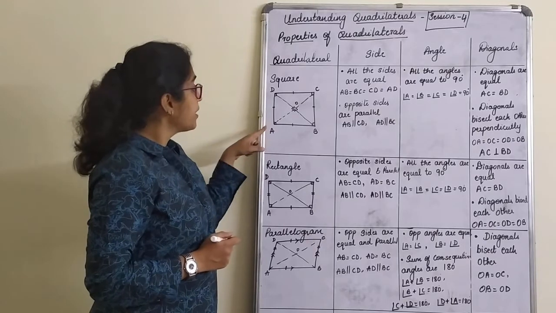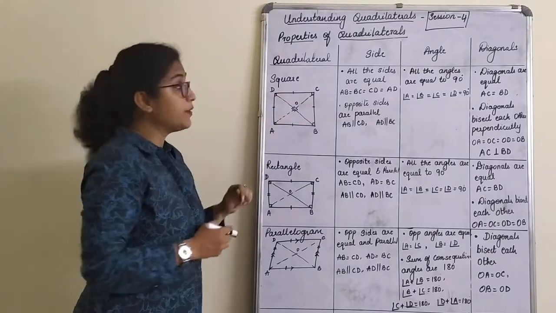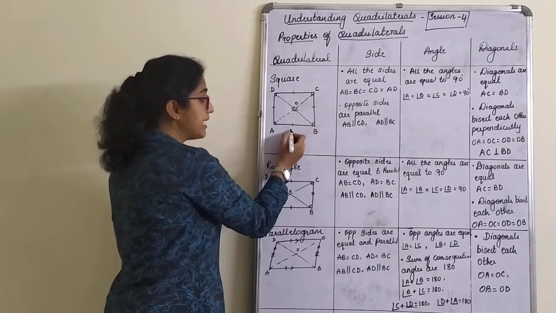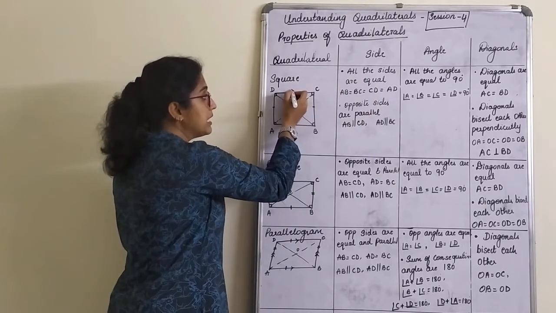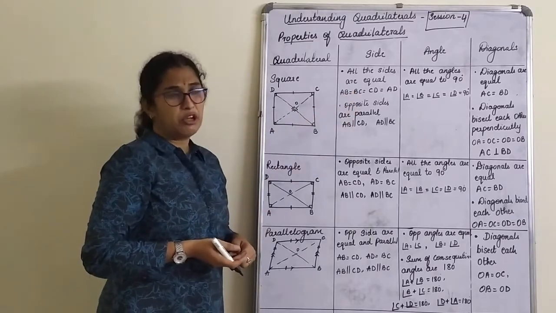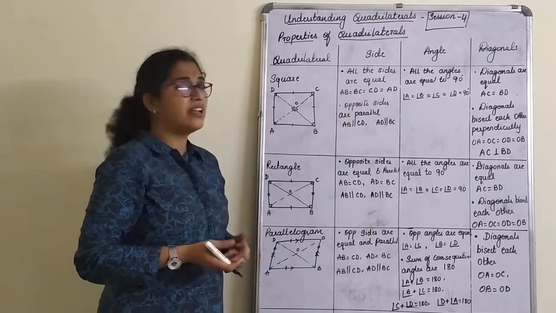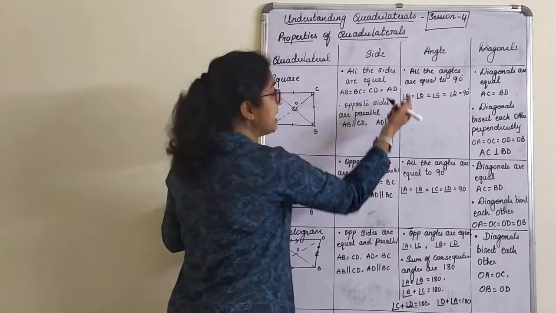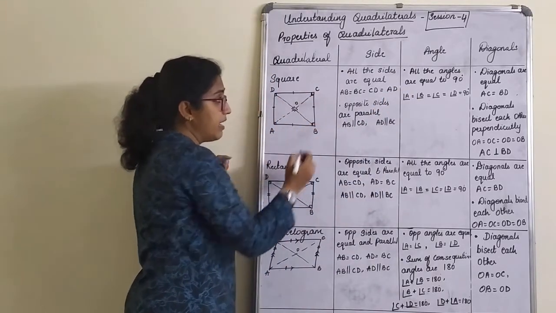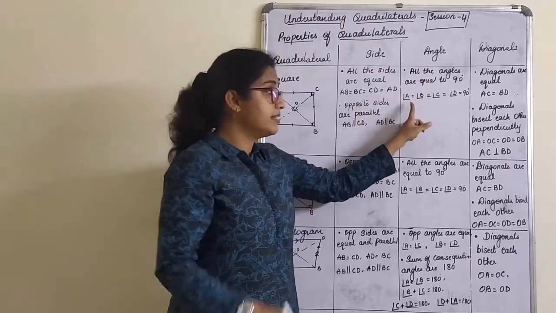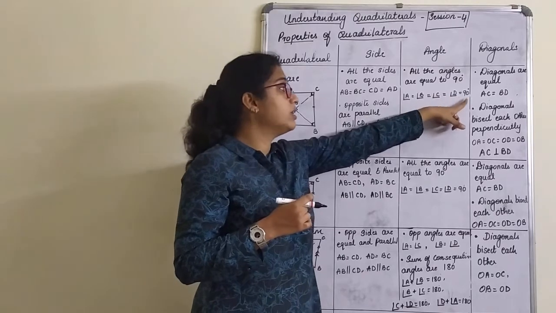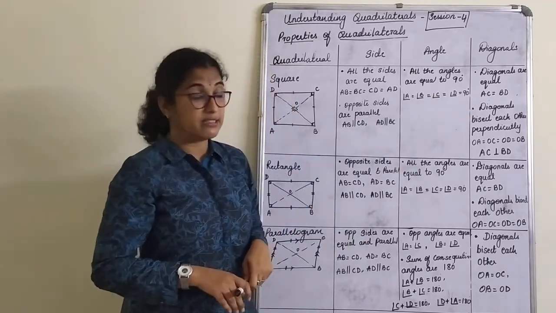So square ABCD is a square. Side property, all the sides are equal, that is AB is equal to BC is equal to CD is equal to AD. Second property, we all know that opposite sides are parallel. Angle, when it comes to angle, all the angles of this square are right angles, that is angle A is equal to B is equal to C is equal to D is equal to 90 degree.